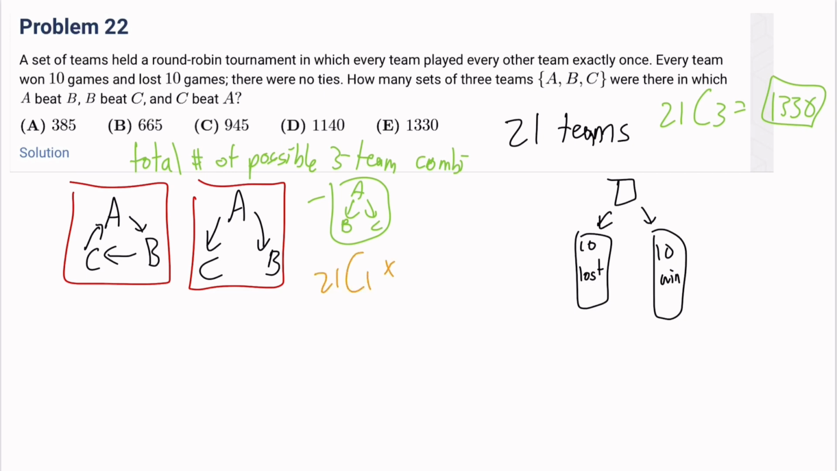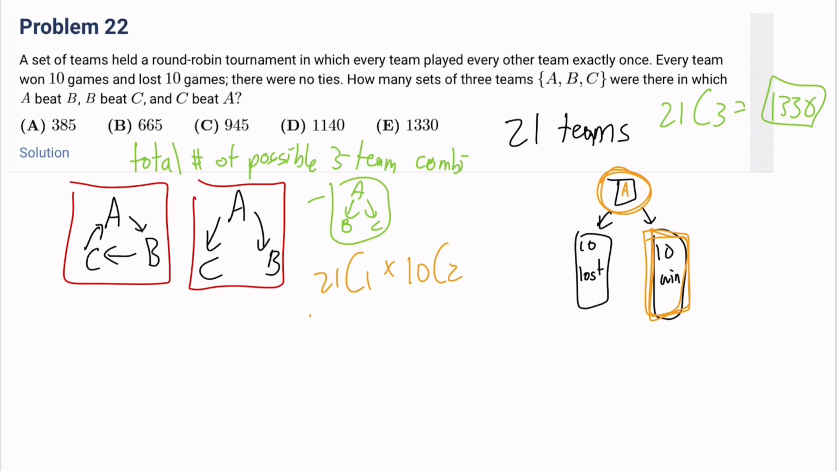And then this is our A, right? So we need to pick 2 teams from the win category, and so it's 10 choose 2, right? That will be the total possible number of 3 team combinations that are like this.